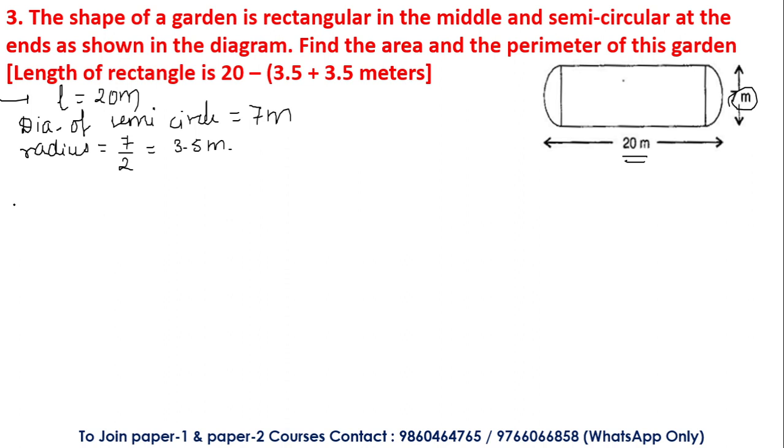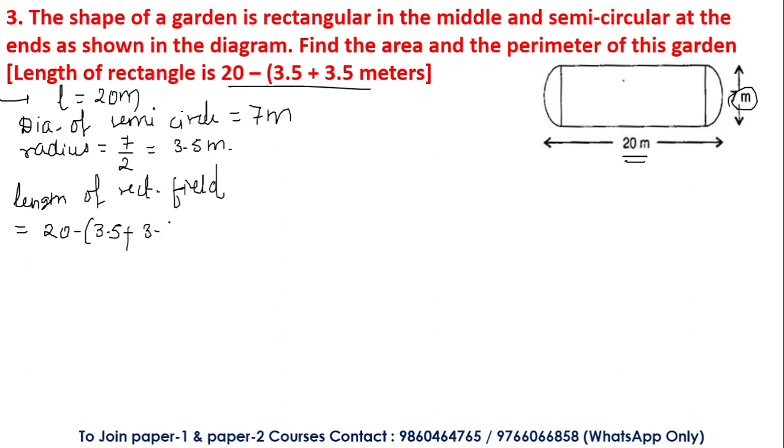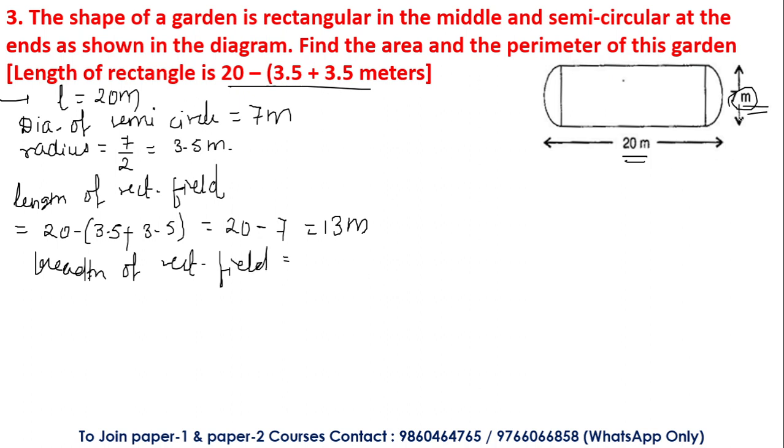Now I'll find the length of the rectangular field, or rectangular garden, that is equal to 20 minus 3.5 plus 3.5, as given in the question. It means 20 minus 7, so this will give me 13 meters. Now we got the length, we can find out the breadth as well. The breadth of the rectangular field is 7, as given over here. This is actually the diameter as well as the breadth of the rectangular field, equal to 7 meters.